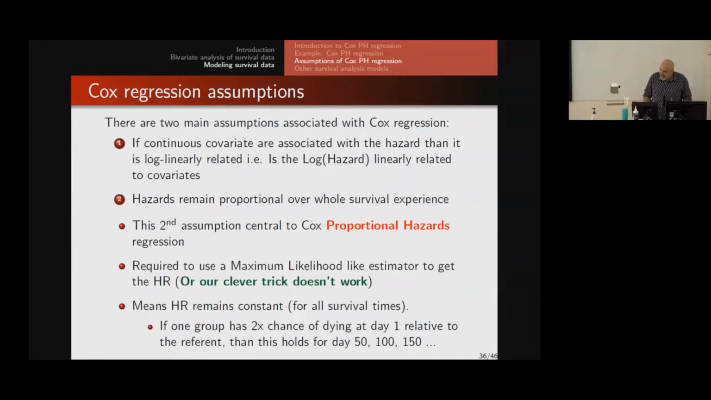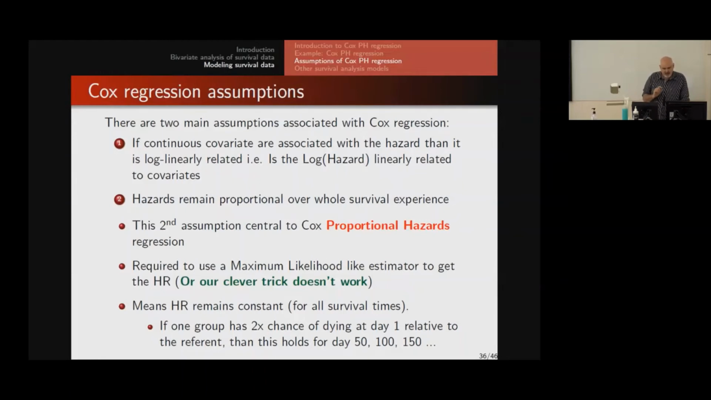In other words, a hazard ratio is an average measure of comparative risk. And we want to know, is this average representative of risk over the whole survival experience? If it's not, I should not be quoting it. So for example, if I've got twice the chance of dying on day 10, but 100 times the chance of dying on day 500, then I shouldn't say my hazard ratio is 2, because that is misrepresenting the risk.